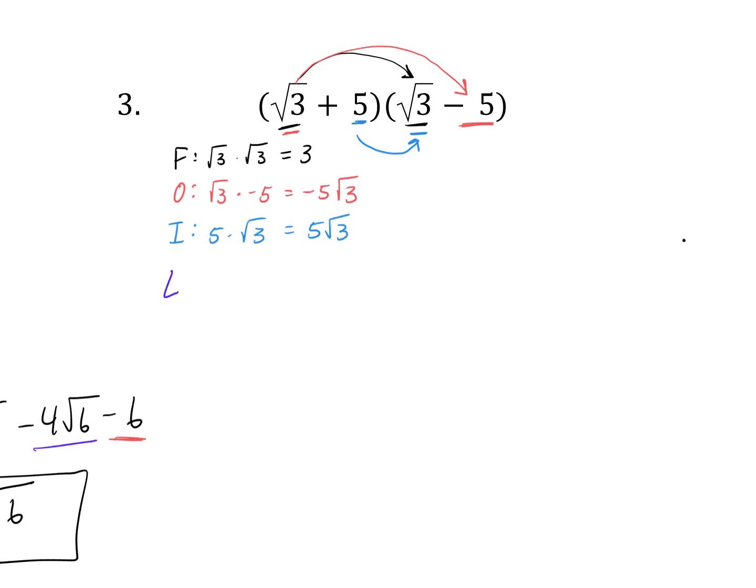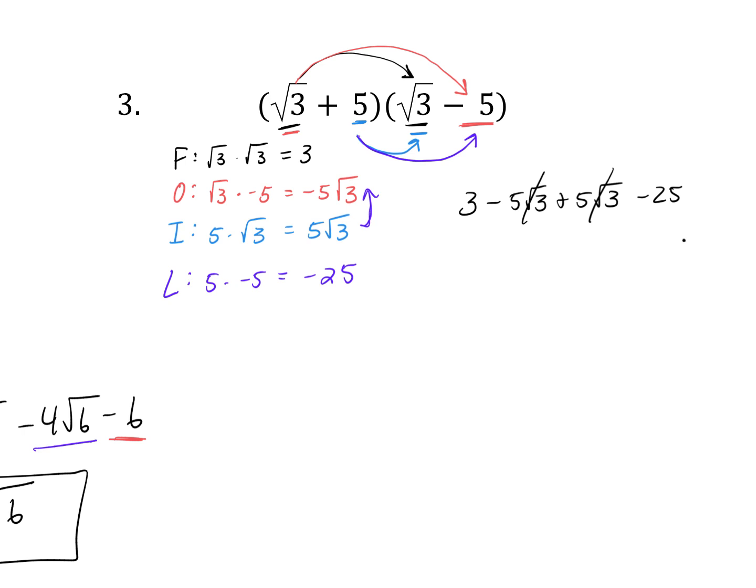And certainly last but not least, I'm going to do my last 2 terms, which is 5 times negative 5, which is equal to negative 25. Well, if you notice in this situation, these 2 terms cancel each other out. I'll write it all out, but I want you to notice that right away. We have a 3 minus 5 root 3 plus 5 root 3. Those are going away. Minus 25. So really, these 2 cancel out.